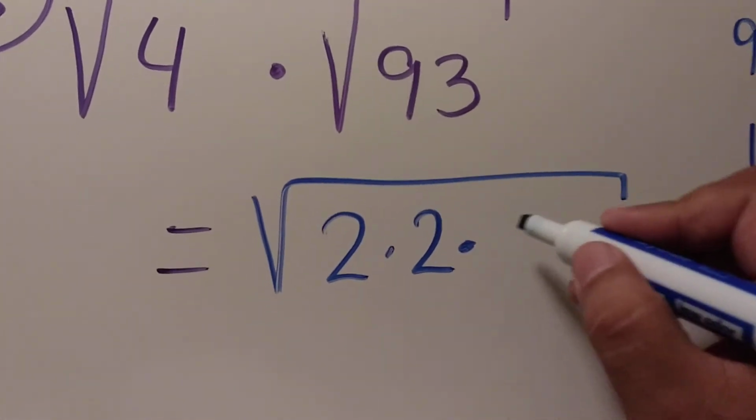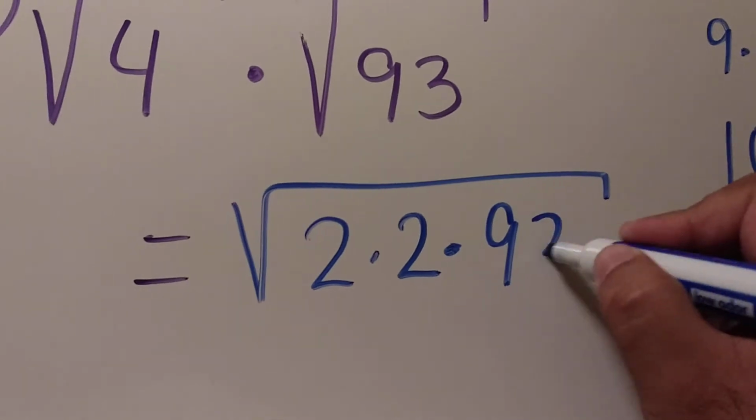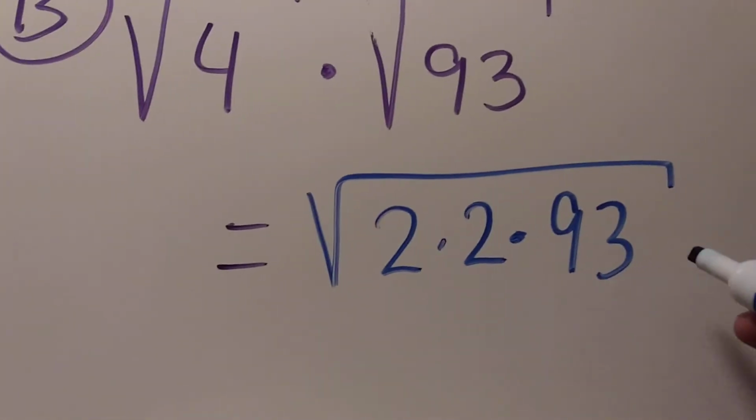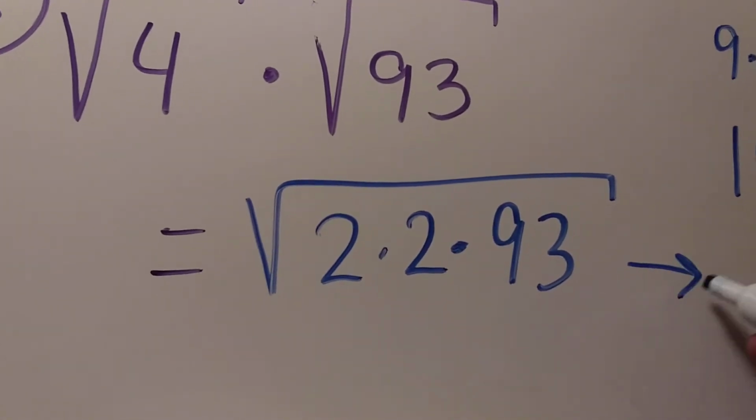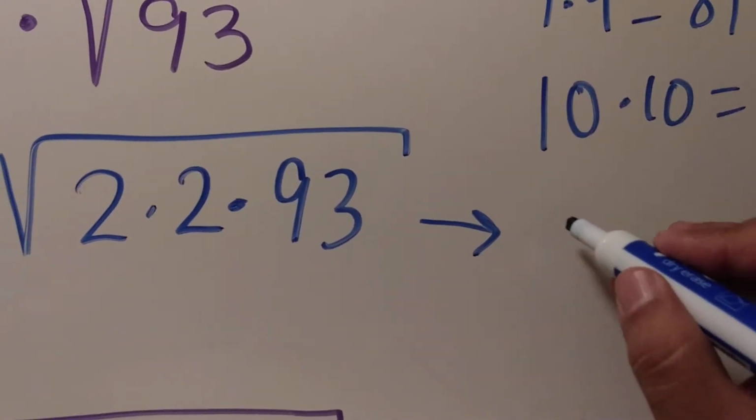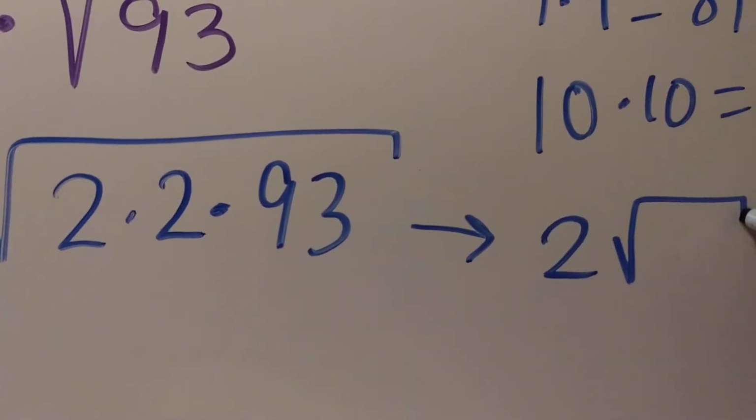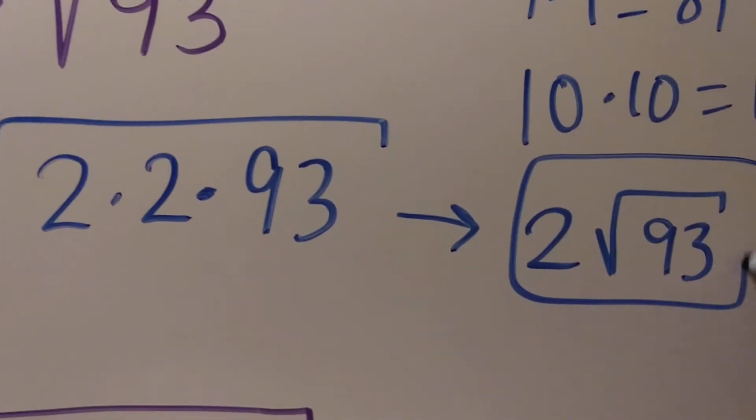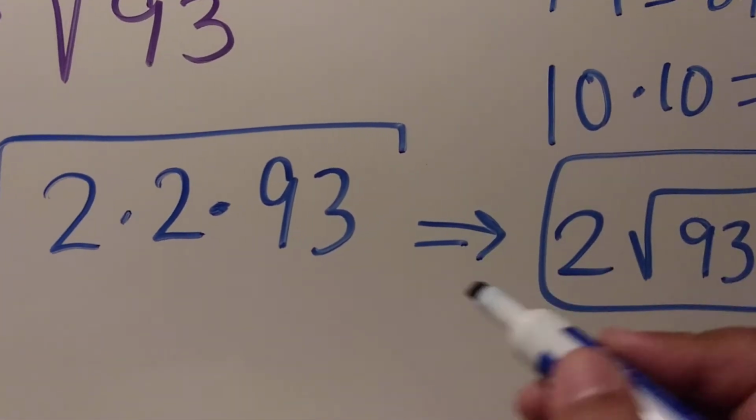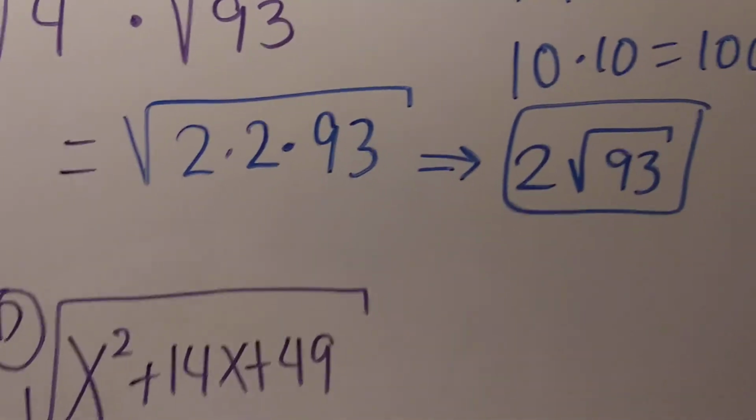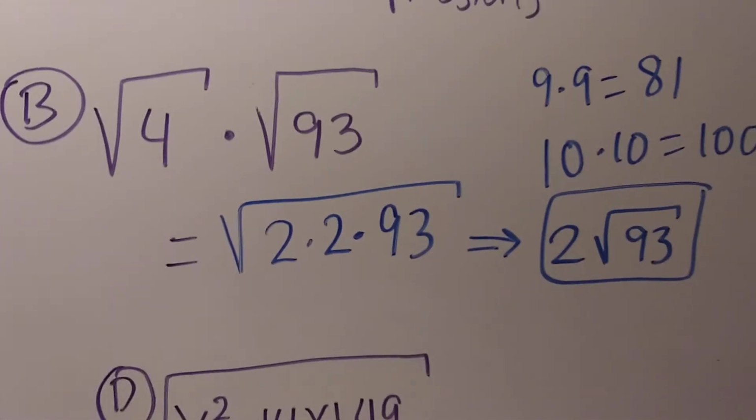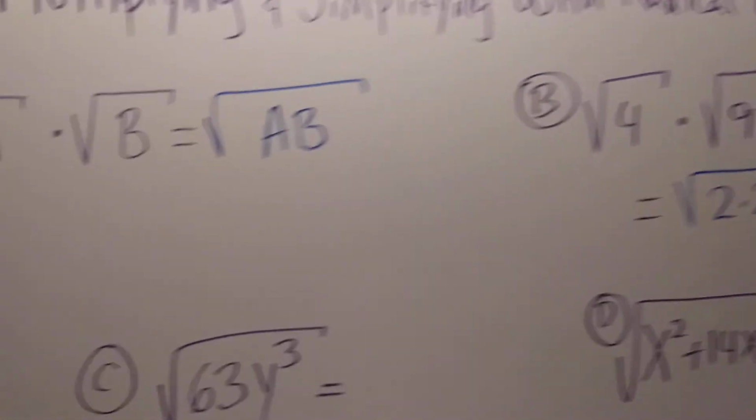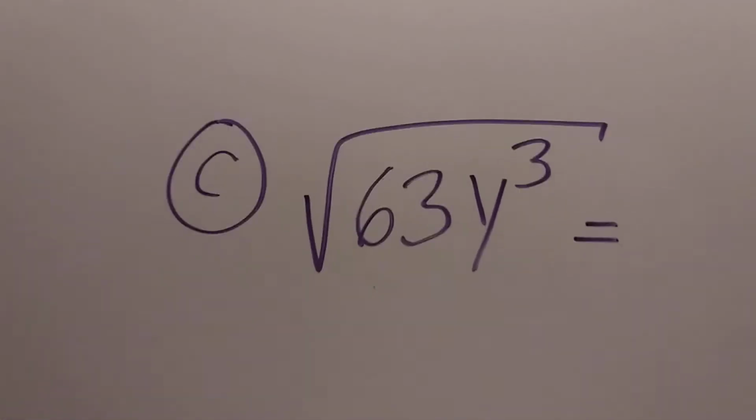So if that's the case, then we can just leave the 93 here and proceed in simplifying. Our answer would be 2 square root of 93, and that is your answer here. I'll put a little equal arrow here. Okay, so you're kind of getting the idea of how to simplify that. So now let's continue practicing.